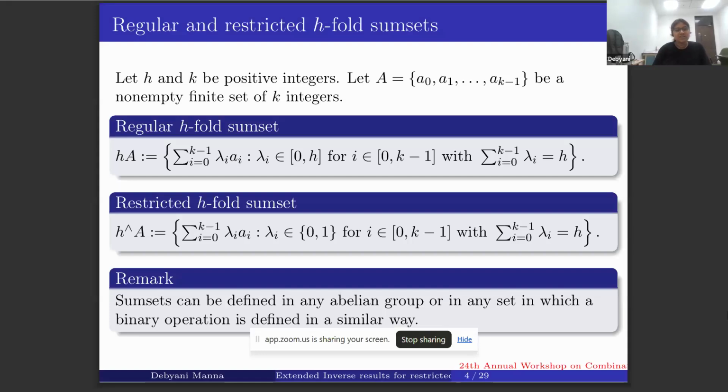Now, there are some well-known results on regular and restricted H-fold sumsets. First I define what the regular H-fold sumset is. Basically, we are extending the earlier phenomenon A plus B, and defining it over H-fold A. This is the set of sums of lambda_i times a_i, for i from 0 to k minus 1, where each lambda_i belongs to 0 through h, with the sum of the lambda_i equal to h. For the restricted case, each lambda_i belongs to only 0 or 1.